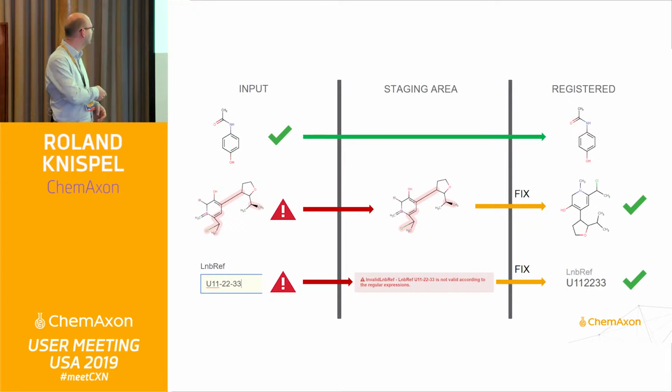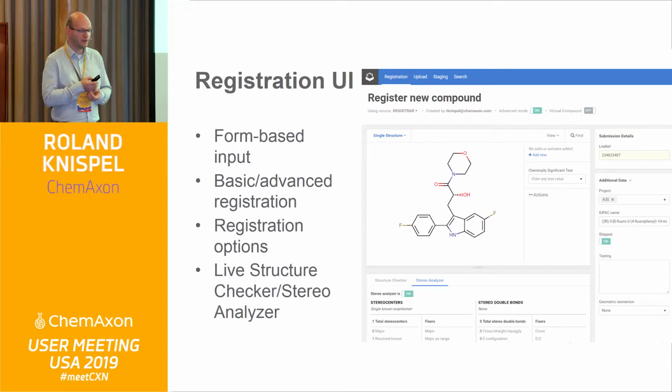On the other hand, what can also happen at any time is that there might be problems with the additional data that comes along, or there might be problems with the structure that you cannot correct automatically. In these cases, everything falls back into a review area that we call the staging area. And then an expert user typically comes in and takes care of these problems in order to have that compound registered ultimately.